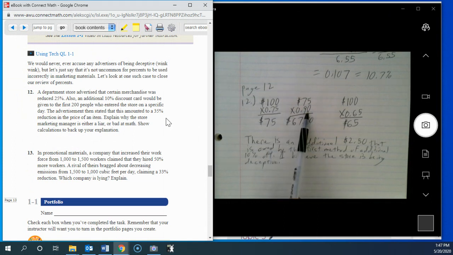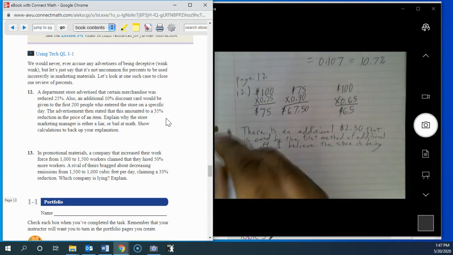Remember when we did the 10% here, the 10% was off of the new value, which is lower. But if it would have been an additional 10% off here, that would have subtracted another $10 instead of what's that? $8? No, $7.50. So yeah, I think they were being deceptive. But okay, problem 13.